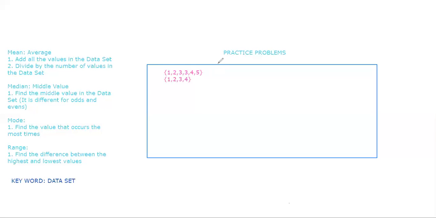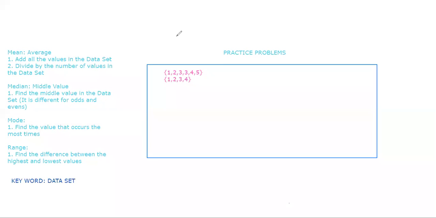So now let's go on to the mode. The mode is the value that occurs the most times in the dataset. So this one is pretty easy. All you have to find is which number occurs more than once. And the range is something we use to find the difference between the highest and the lowest values. So without further ado, let's get started on our practice problems.